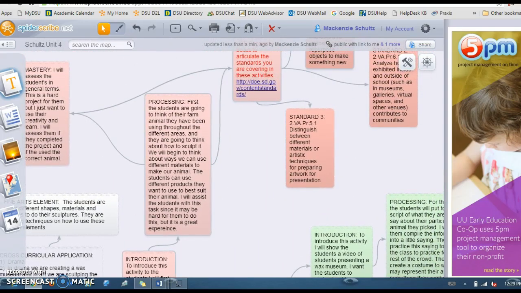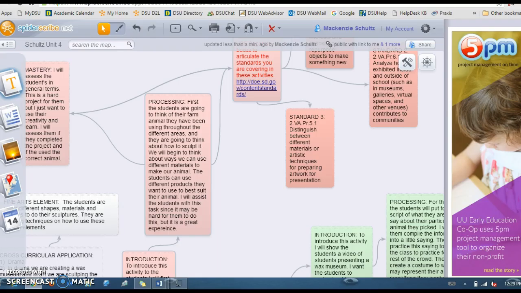First, the students are going to think of farm animals they have been using throughout the different areas. During this processing time, they're going to think of a farm animal that they picked from the beginning. Then we're going to think about how we're going to sculpt that and ways we can use different materials to make our animal. The materials the students use are completely up to them. I just want them to get a broad picture of them sculpting their animal to show everyone.